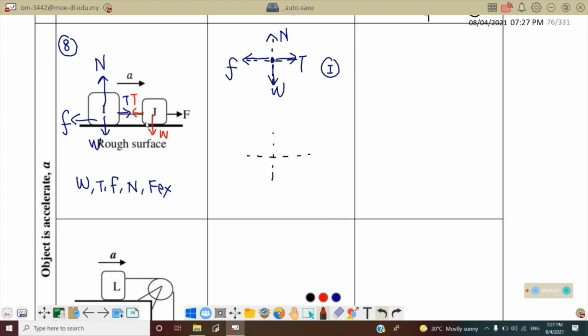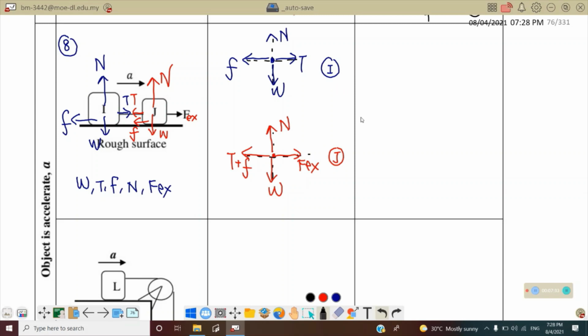Okay, frictional force we have, and it always opposes the motion. Normal force we also have, and also we have F external. Here there is a pulling force acting in front of J. So we draw out all the forces for J: F external, weight, here we have tension, we also have friction, and the last one is the normal force. So this is J.